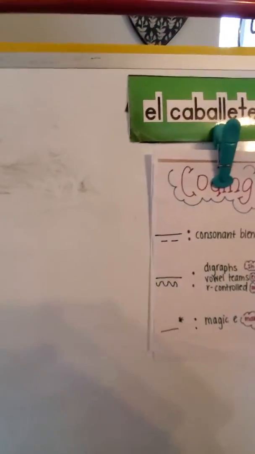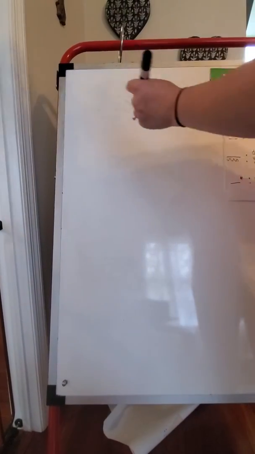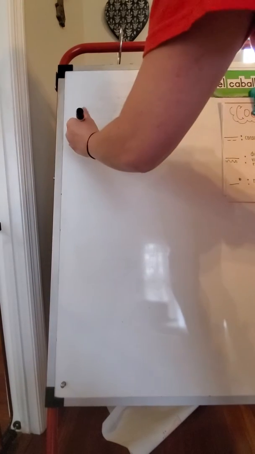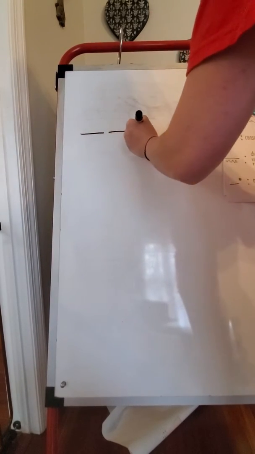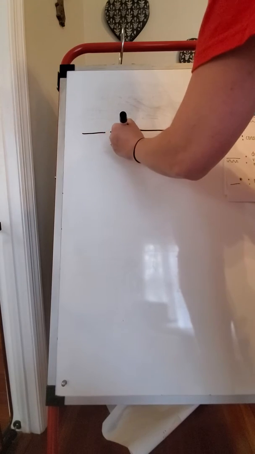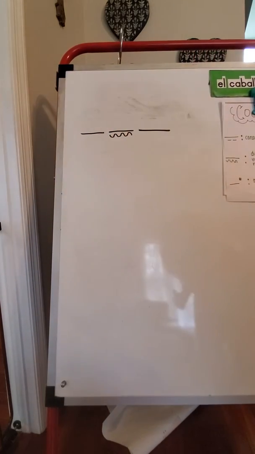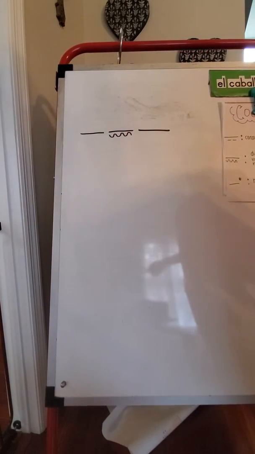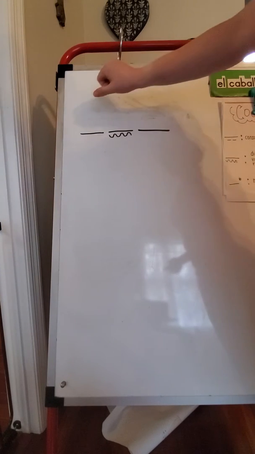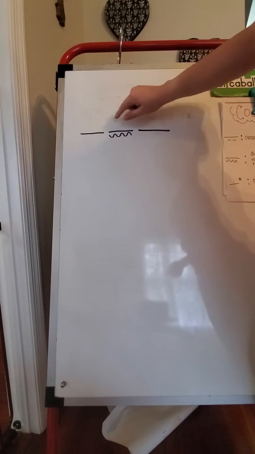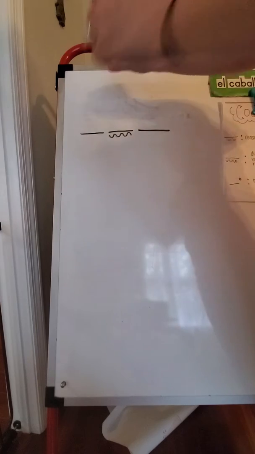So we're coding with ER, IR, and UR. So I'm going to start with some ER words. I'm going to put my squiggle in the middle. See? So my first word is fern. Say the word. Tap the word. Now I'm going to tap.